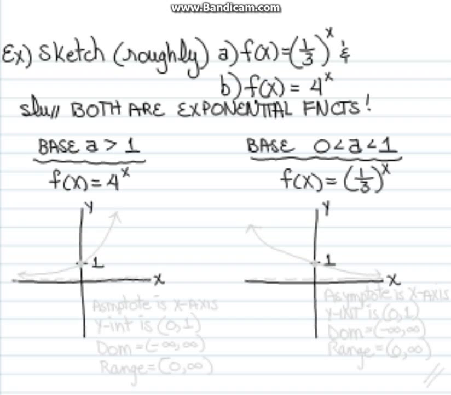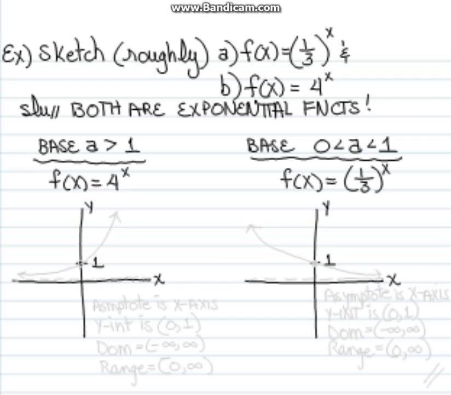So they both have the same y-intercept, 0, 1, and they're both asymptotic to the x-axis. But the difference is, for the base a greater than 1, you can imagine a plane coming in for a landing, moving from the right to the left, and coming into a landing on the airstrip, which is the asymptote. And for the base being between 0 and 1, you can imagine the plane coming in for a landing from the left to the right and landing on the airstrip.